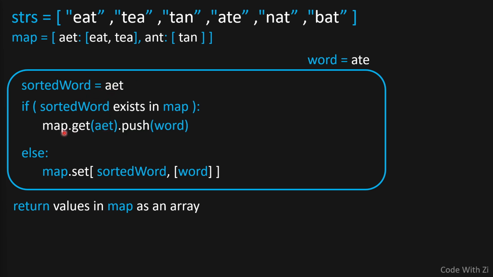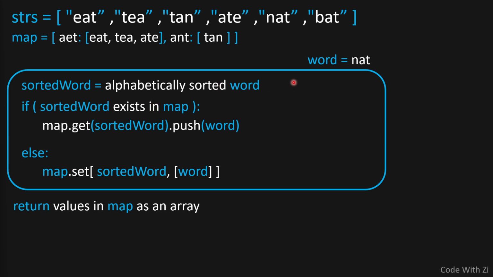So we're gonna be like map.get of AAT, that's gonna give us this array that we have here. And then we're gonna push our word, which is 8, inside of this array, like so. And now we have eat, T, and 8 inside of this array that we have here. Then we're gonna get to the next round.